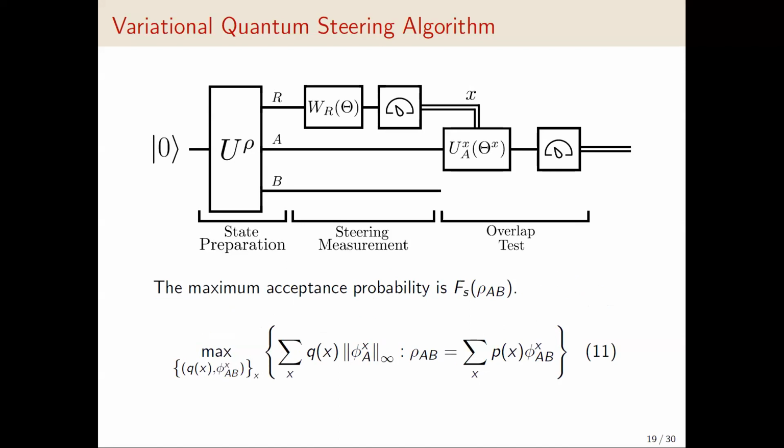of the thetas. So this is the maximization over the parameters of W_R of theta. It's the maximization over pure state decompositions, and the maximization over theta x is the maximization of overlap, which uses the infinity norm, and which is then the fidelity of separability.